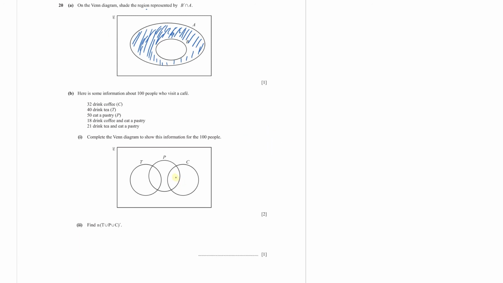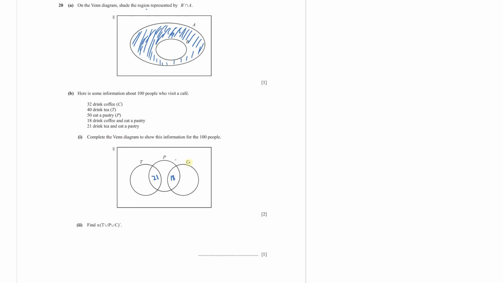So let's start with this, which is pastry and coffee. So how many people drink coffee and eat pastry? It's 18. So this intersection region is 18. This one is tea and pastry. So you have 21 people who drink tea and eat a pastry. So 21 here. Now I can fill up the other regions.